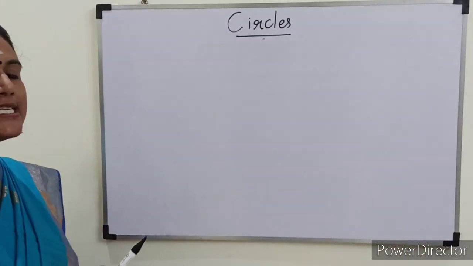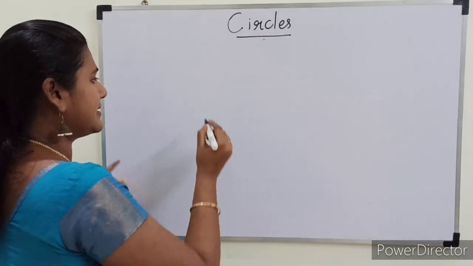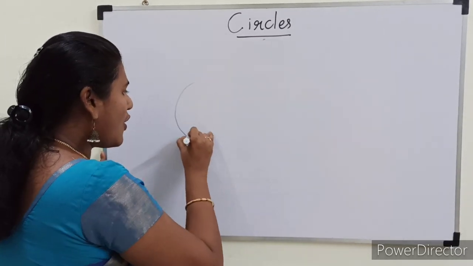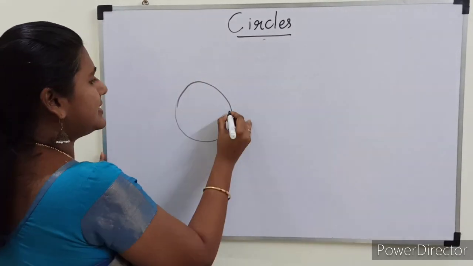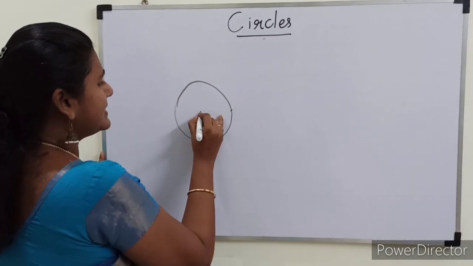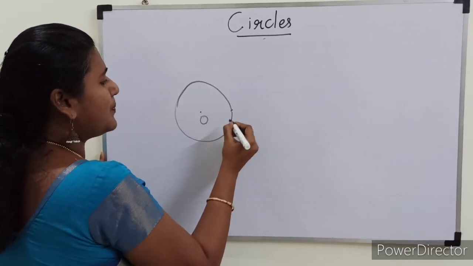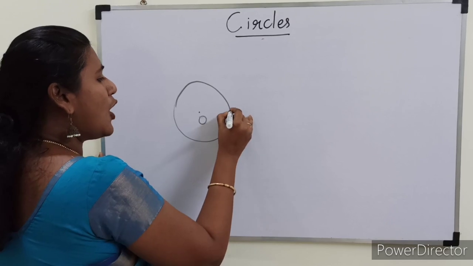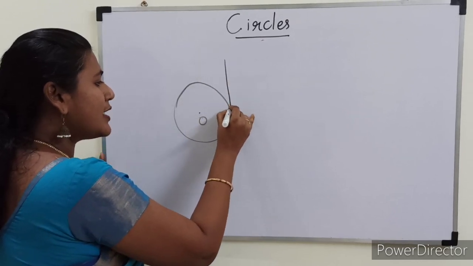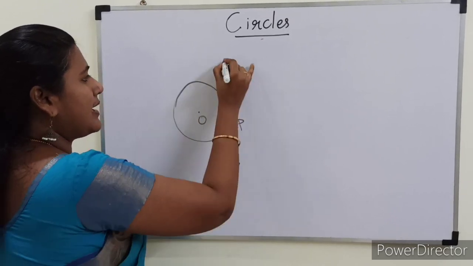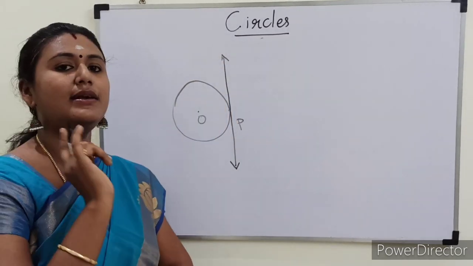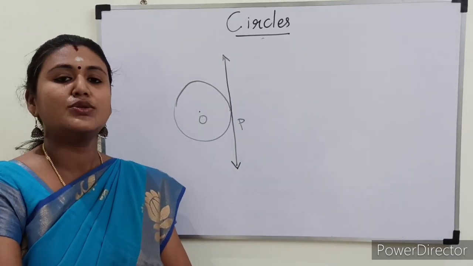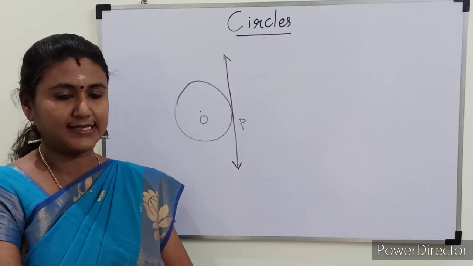How many tangents can we draw to a circle from a point on the circle? So consider a circle with the center O. Here we have a point P. How many tangents can you draw through the point P? Only one tangent is possible through a point on a circle.